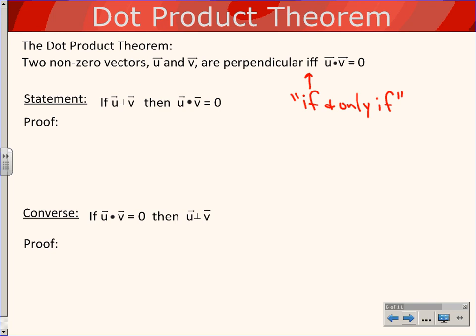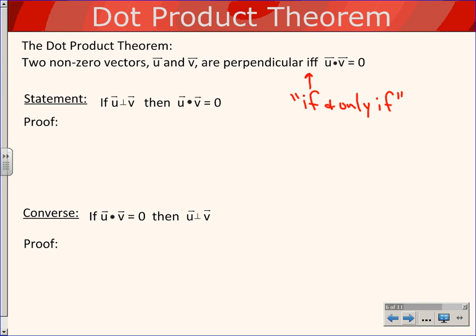Basically what that means is that you can read the statement forwards or backwards. Okay, so one way to read it is that if u and v are perpendicular, then the dot product will be 0. And then the reverse order, which is called the converse, if the dot product is 0, then the two vectors had to be perpendicular. And that's significant that it can go in both directions, right?